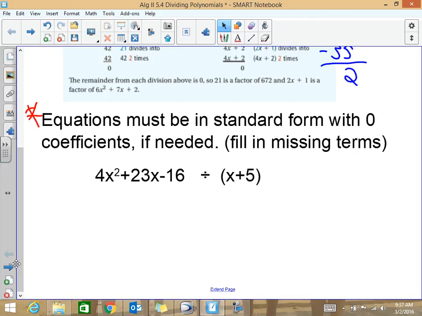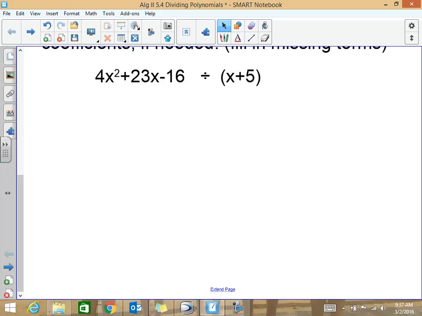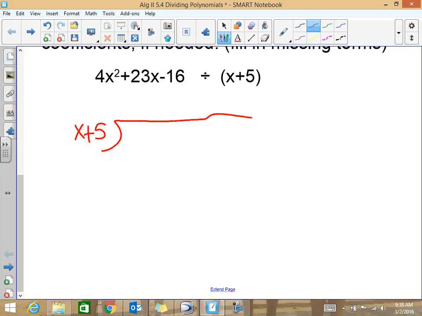Okay, so first let's start. So we're going to say 4x squared plus 23x minus 16 divided by x plus 5. So our divisor is x plus 5. So we're going to set it up x plus 5, and then our division symbol, and then inside of the division symbol is 4x squared plus 23x minus 16. Now we're going to learn 2 ways to divide today. Long division is first, and it's kind of the yucky way. And then we're going to learn a really simpler way that you can use most of the time. Okay, so questions about this?